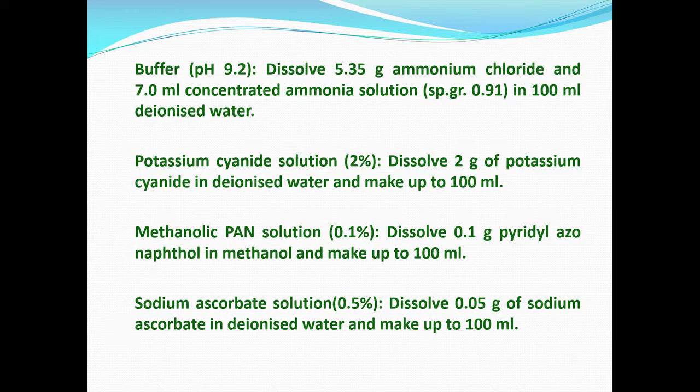We need to prepare a buffer because pH 9.2 is a very standard buffer of ammonium chloride and ammonia. So, this is very easily prepared by dissolving 5.35 gram of ammonium chloride and 7 ml of concentrated ammonia in about 100 ml of water.